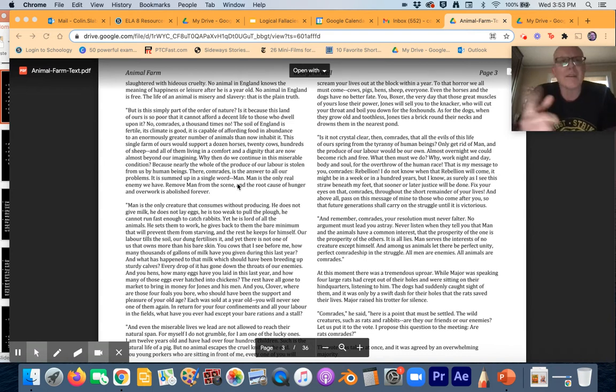Man is the only creature that consumes without producing. He does not give milk. He does not lay eggs. He is too weak to pull the plow. He cannot run fast enough to catch rabbits, yet he is Lord of all the animals. He sets them to work. He gives them back the bare minimum that will prevent them from starving, and the rest he keeps for himself. Our labor tills the soil. Our dung fertilizes it. Dung is poop, fertilizer. And yet there is not one of us that owns more than his bare skin.